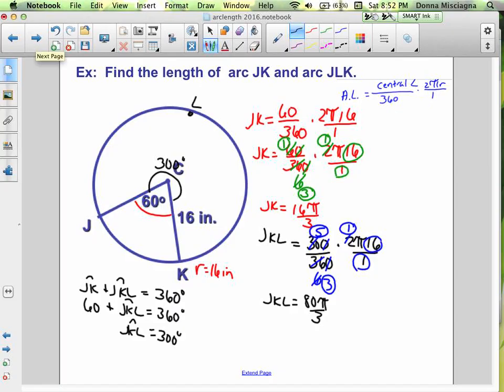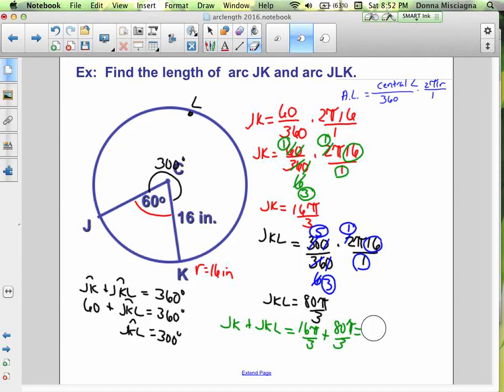Let's add those together. If I add JK plus JKL, when I added the arcs, I got 360 degrees. What should I get if I add the lengths of the arcs? So JK plus arc JKL is going to be 16 pi thirds plus 80 pi thirds. And that would be 96 pi thirds.